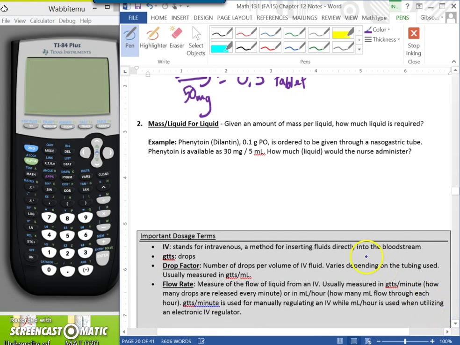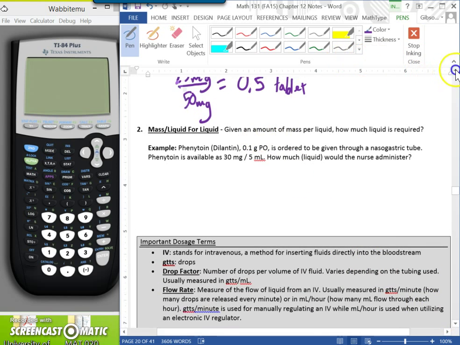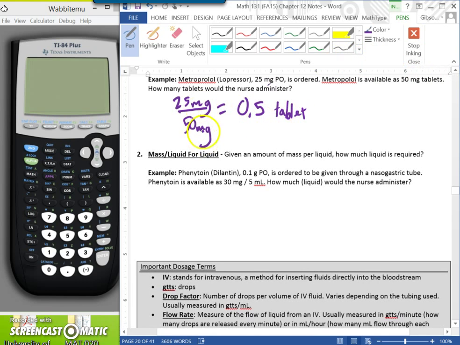Okay, now scroll to number 2. Oh, one other thing. Just to show this, you notice they have the same units, so these units would simplify out. So that's how come we don't see milligrams here. So it'd be 0.5 per tablet.